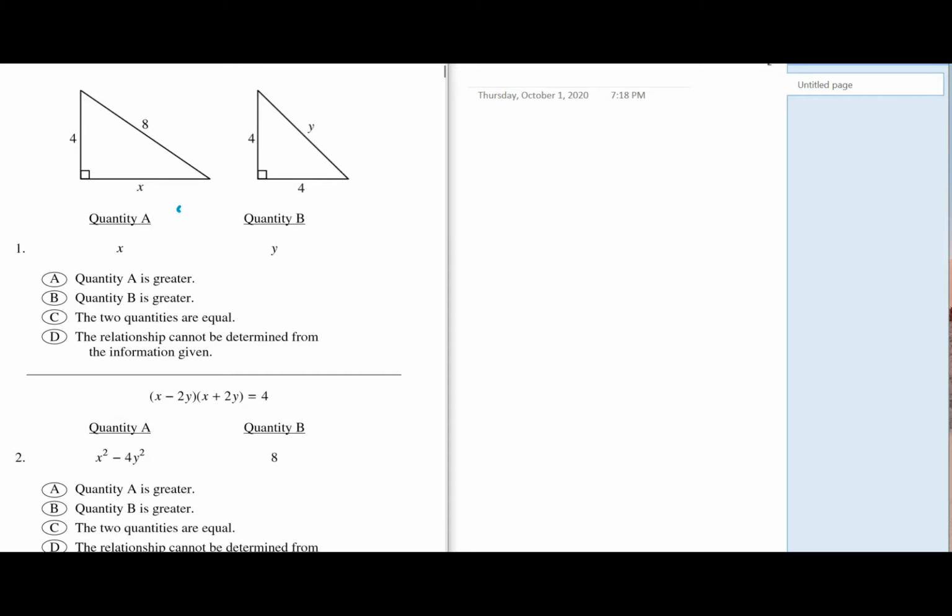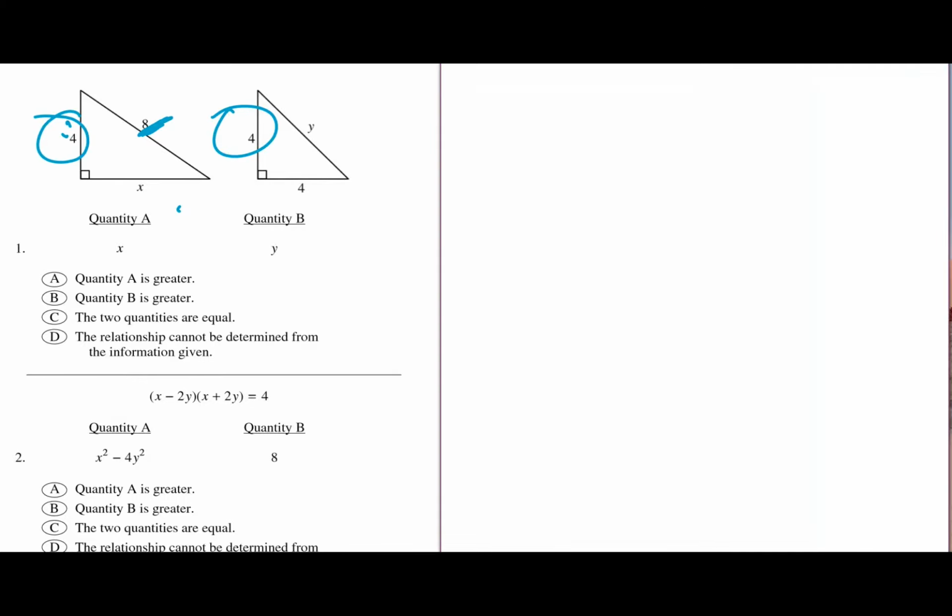But let's start with problem number 1 right here. The key information is, notice how the height is equivalent. You also notice the hypotenuse of triangle A is twice the length of the segment right here. To approach this problem, I'm going to do 2 different ways. Without knowledge of the Pythagorean theorem, you can intuitively figure it out, and geometrically it's also a good way to solve it. I'm going to do the geometric route.